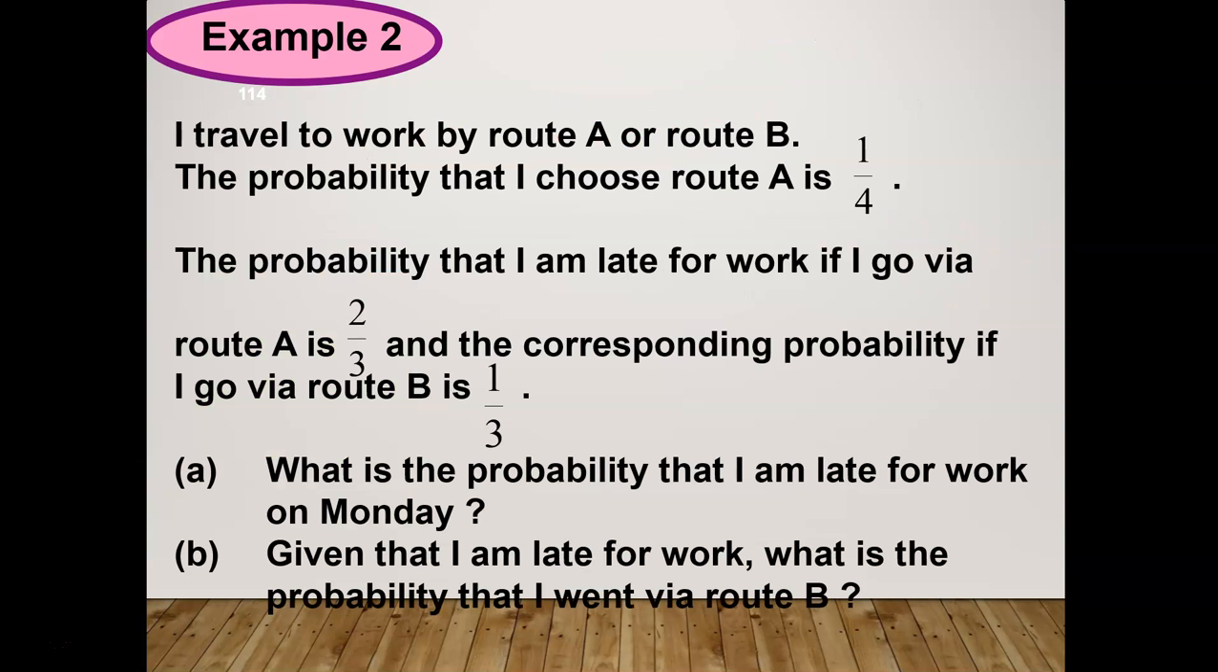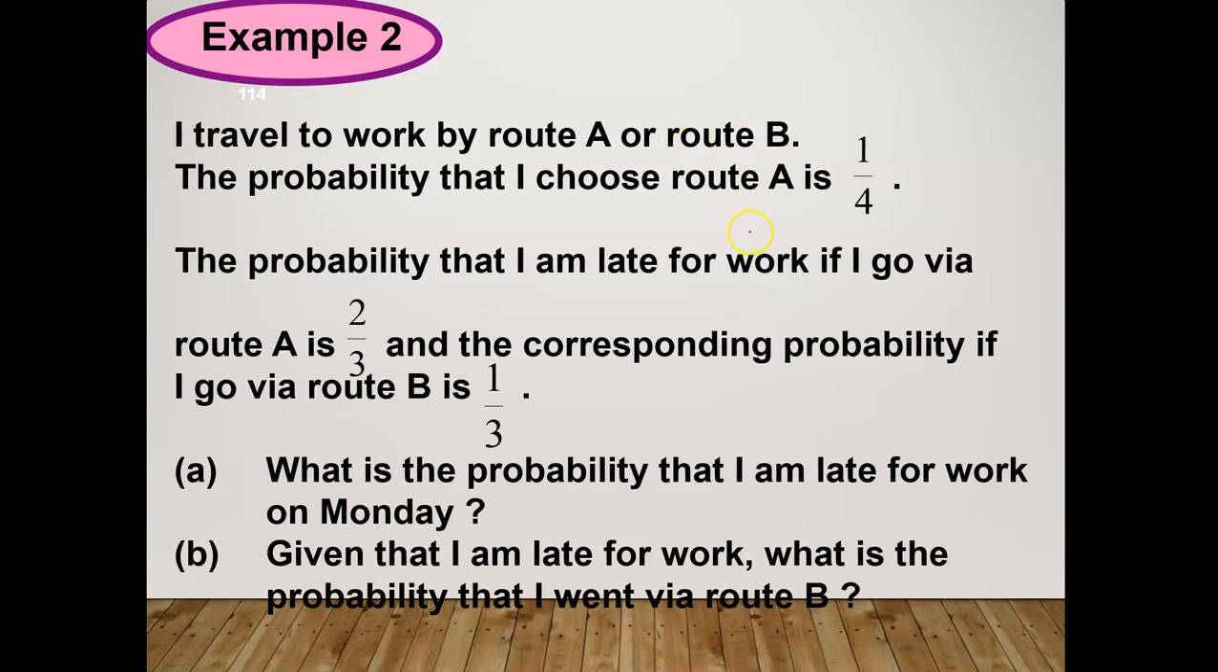Alright, okay, let's look at the next example. I travel to work by route A or route B. The probability that I choose route A is 1 over 4. The probability that I am late for work if I go via route A is 2 over 3, and the corresponding probability if I go via route B is 1 over 3. Okay, this is also will apply tree diagram.